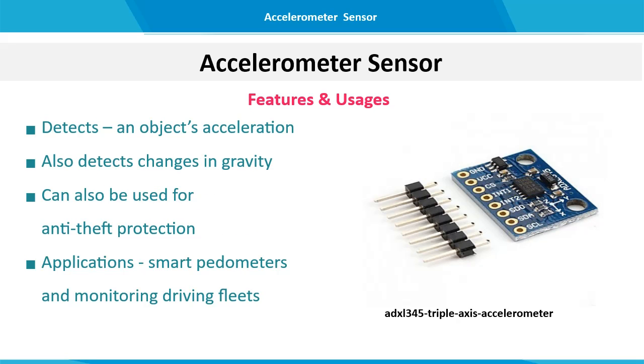An accelerometer detects or senses an object's acceleration. In other words, the rate of change of an object's velocity with respect to time. The accelerometer can also detect changes in gravity. Since gravity is an acceleration, they can also be used for anti-theft protection. Typical use of accelerometer in IoT includes smart pedometer apps and monitoring driving fleet. They are present in our smartphones.